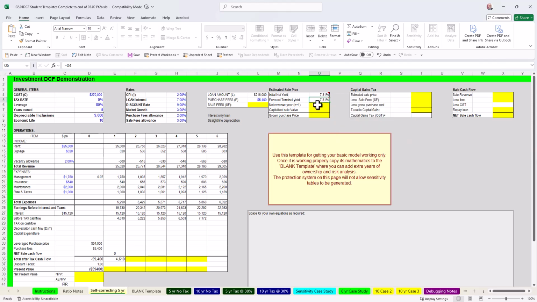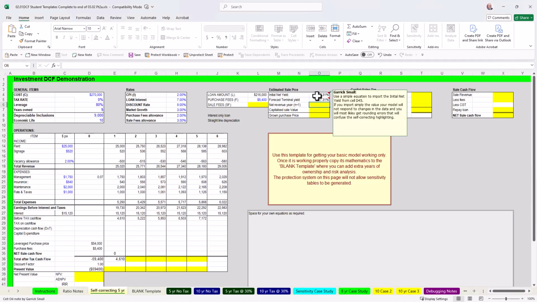Let's look at what that does to our capital value. First of all, let's look at the net revenue. And we need to calculate that. Now, why are we using net revenue?